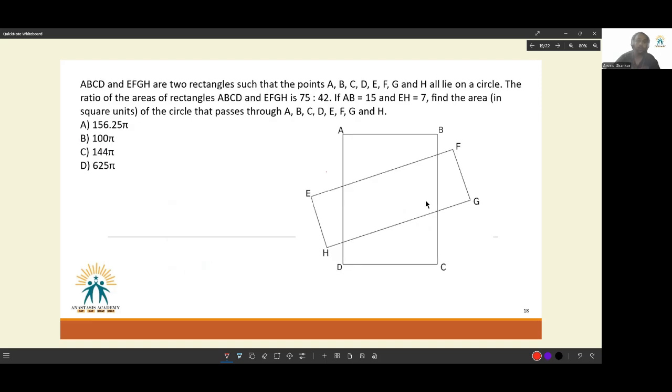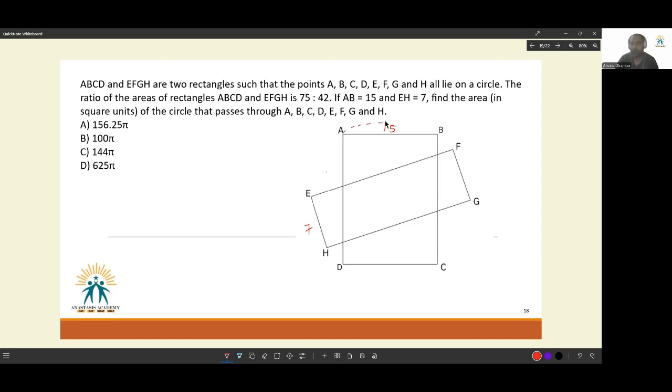Next, ABCD and EFGH are two rectangles such that the points A, B, C, D, E, F, G, H all lie on a circle. The ratio of areas of the rectangles ABCD and EFGH is 75:42. If AB is 15, and EH is 7, find the area in square units of the circle that passes through A, B, C, D, E, F, G, H.